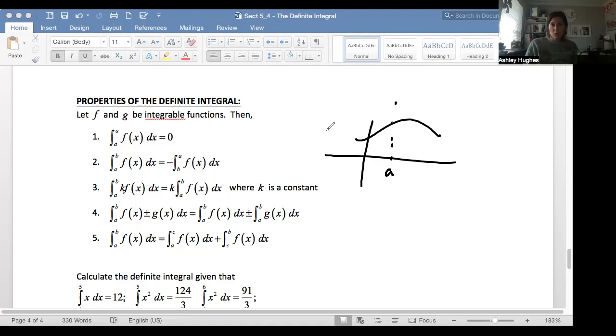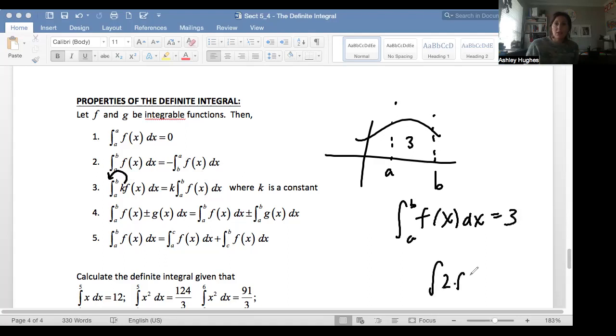And then this says if I'm going from A to B, so say A to B is 3, then going backwards, it would be -3. And this is if you have a scalar multiple, you can just pull it out front. So if I know this area from A to B of f of x is 3, and then I say, what's the area of 2f of x? Well, guess what you can say? It is 2 times 3, which is 6. So you can pull that multiple out, put it in front. This is that you can add and subtract them. So this is the sum, integral of the sum is the sum of the integrals.